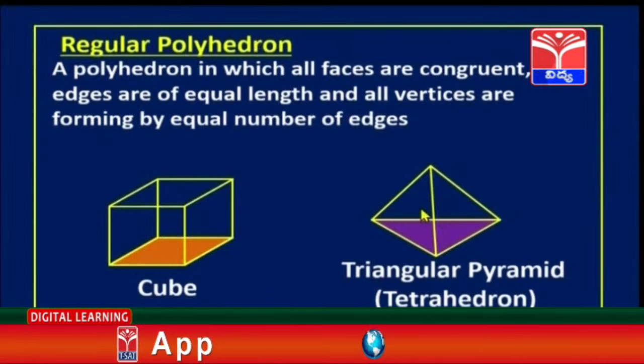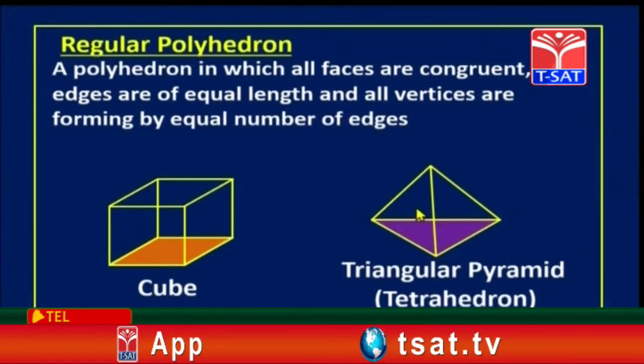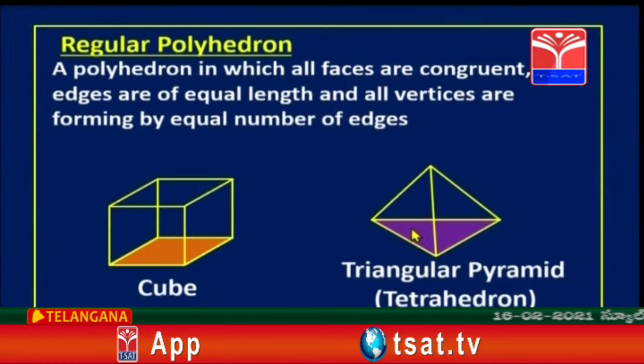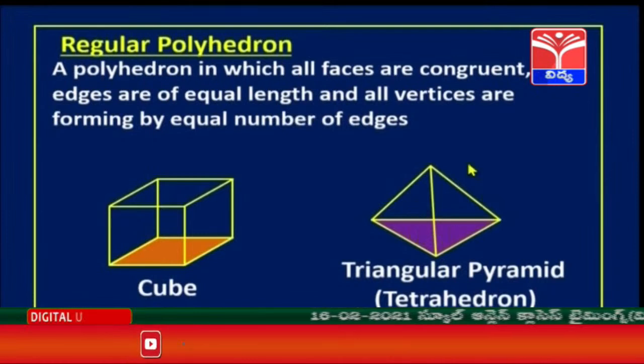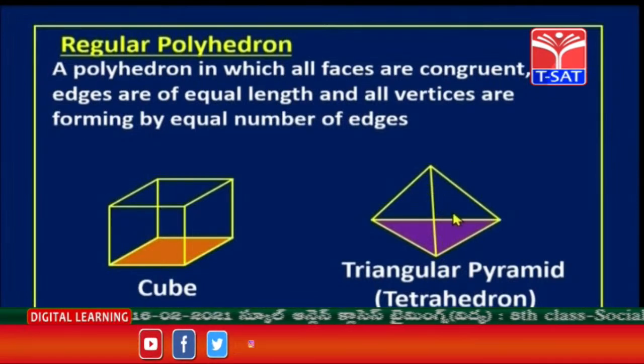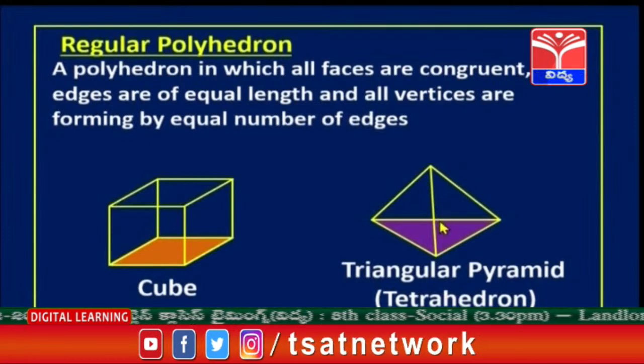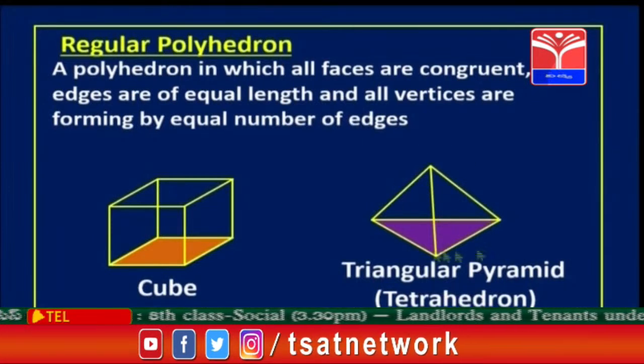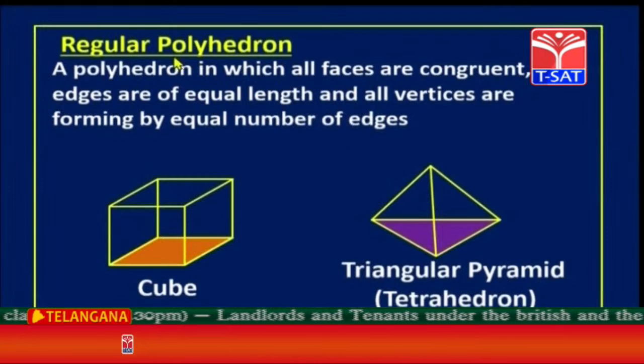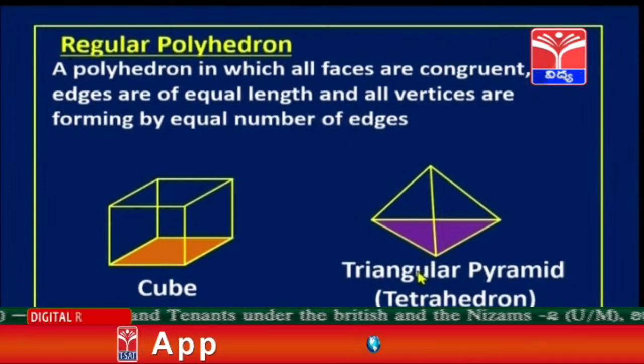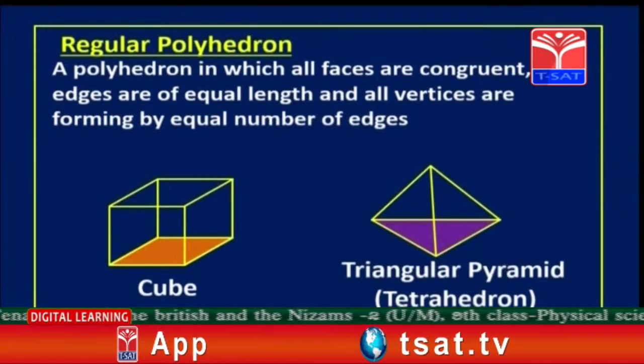Children, here you can take a pyramid, right? This pyramid is having triangular base and remaining 3 triangular lateral faces must also be equal in area, so that we can call this triangular pyramid as a regular polyhedron. See children, triangular pyramid can be taken as tetrahedron.